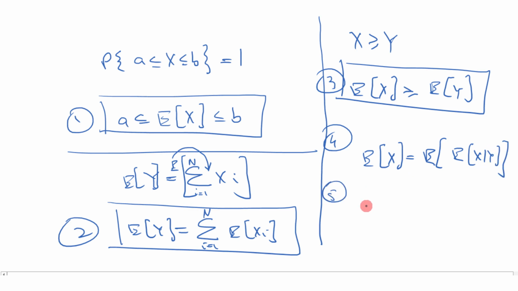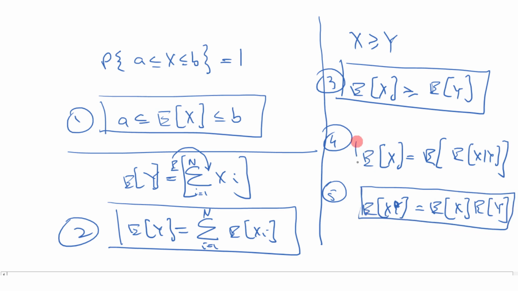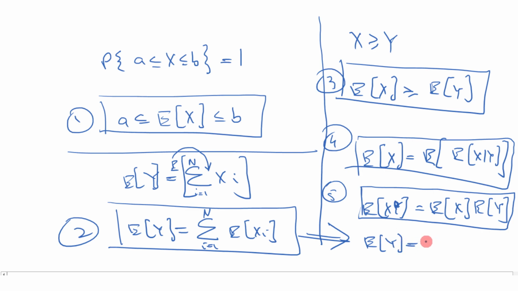And the fifth property is regarding the correlation. If two random variables x and y are independent, then both random variables will be uncorrelated. And here, if this n is a random variable, then the expected value of y will be equal to the expected value of n into the expected value of x. This is the sixth property.